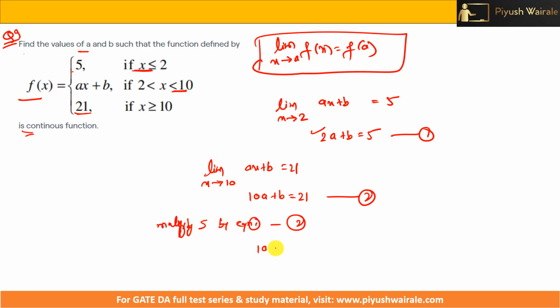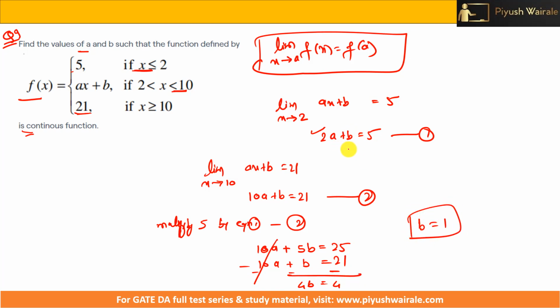So what I will get, 10a plus 5b equals 25 minus of 10a plus b equals 21. So minus, minus, so this will get cancelled. It is 4b equals 4. So b equals 1, right? Just put the value of b in this equation. So what I will get, 2 into a plus 1 equals 5. So 2a equals 4. So the value of a equals 2. So the value of a equals 2, right? And b equals 1.